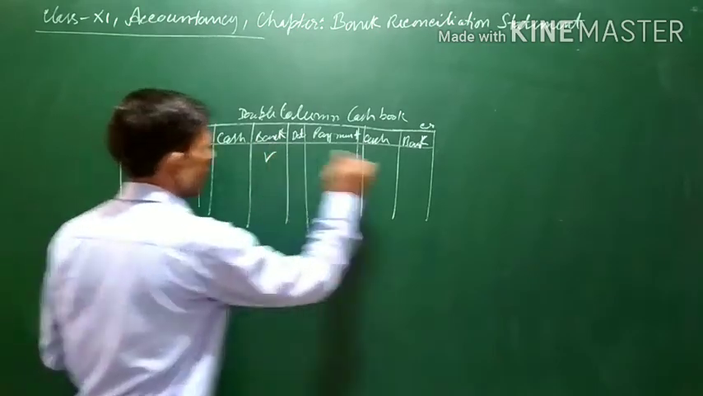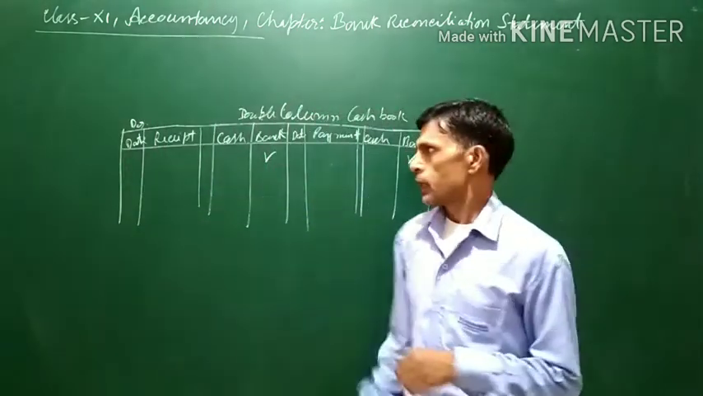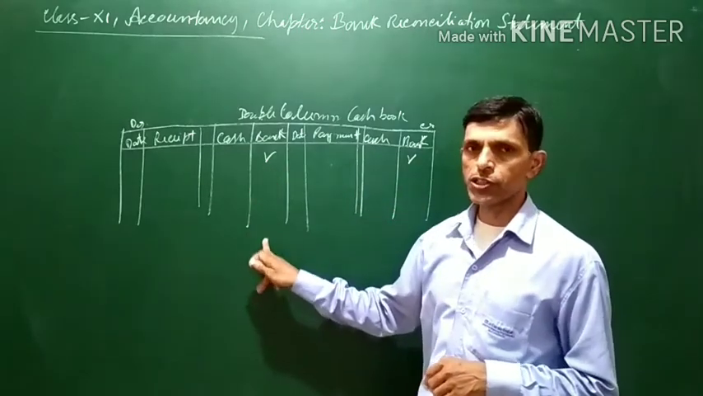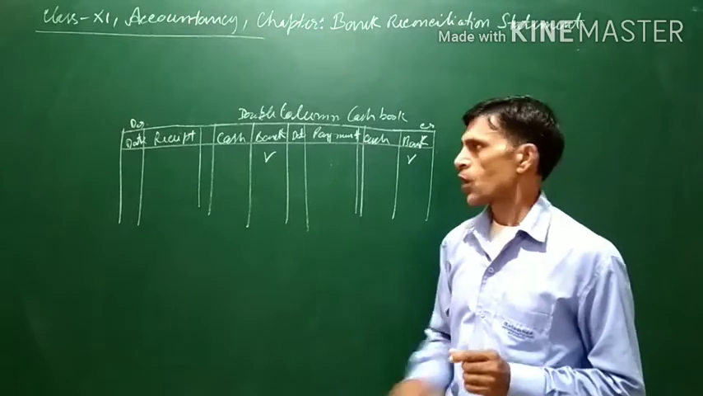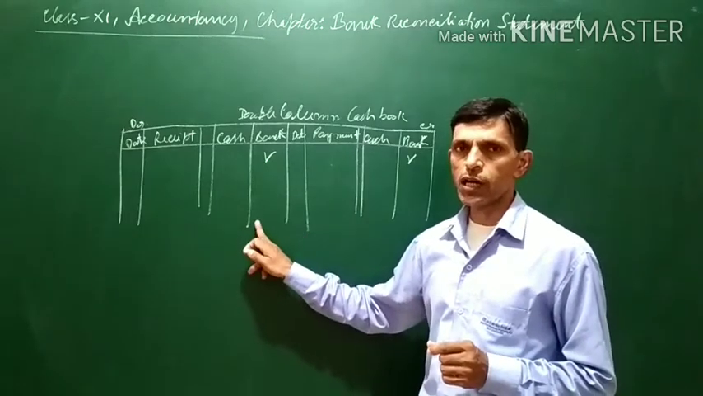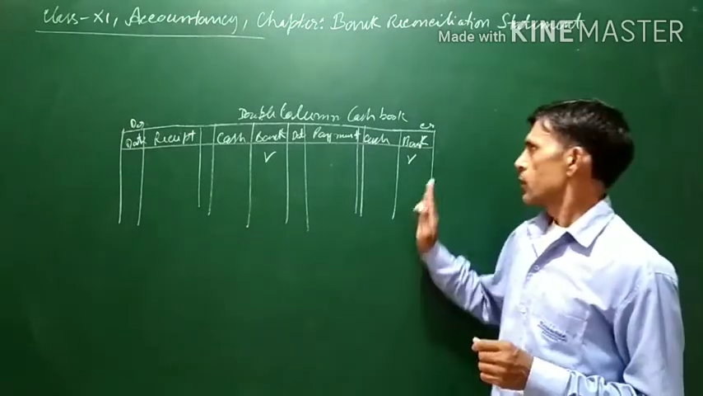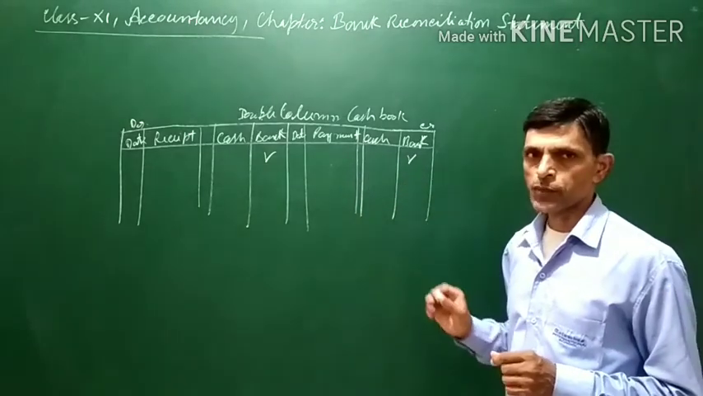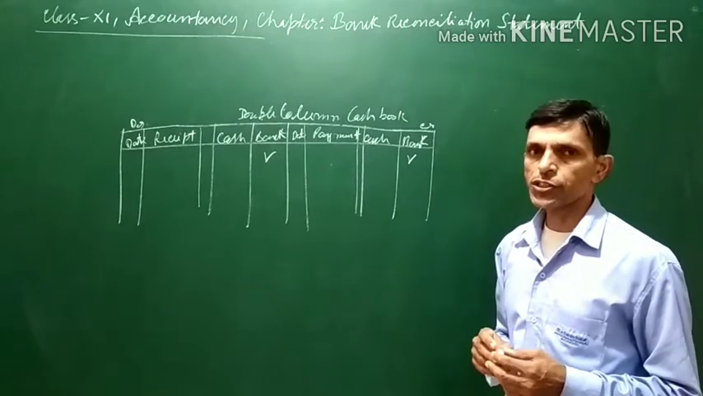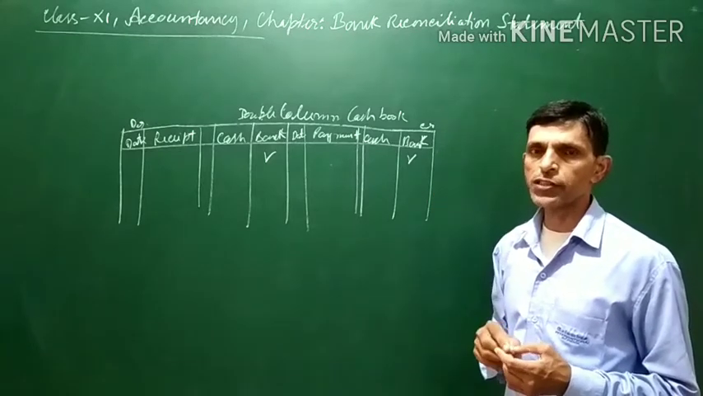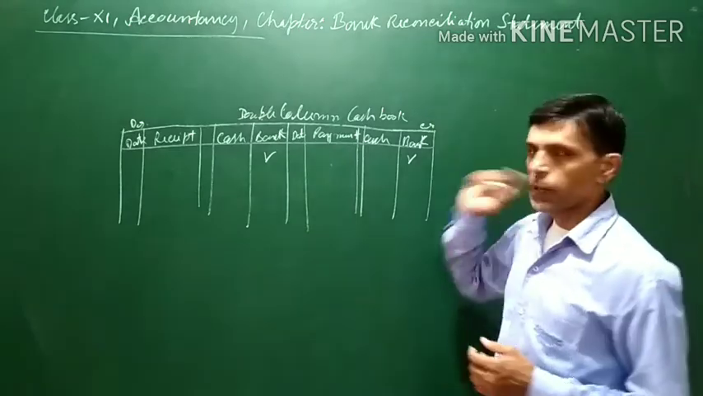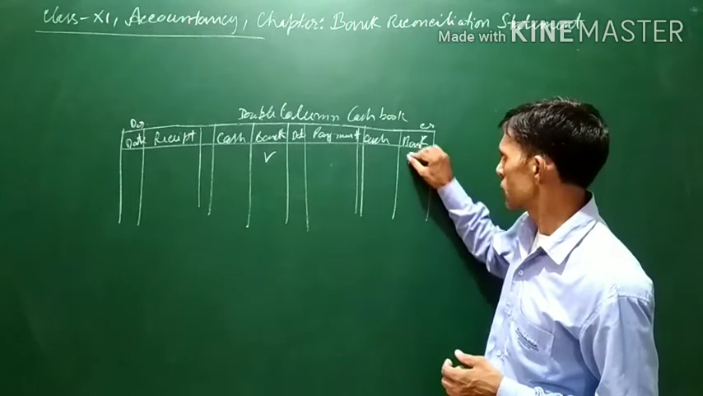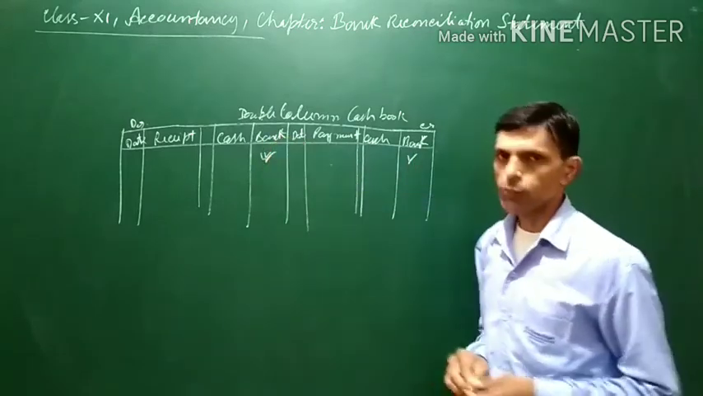Now we are discussing this. There is a cash column and a bank column. All the bank related transactions are recorded in the bank column, and cash related transactions in the cash column. So in the bank reconciliation statement, when we discuss the balances, we will be discussing this bank column only.